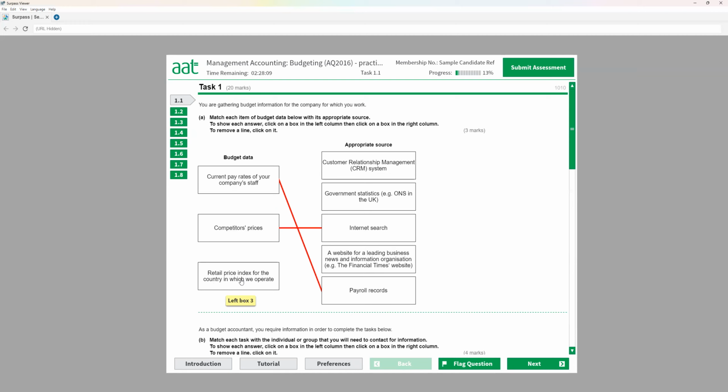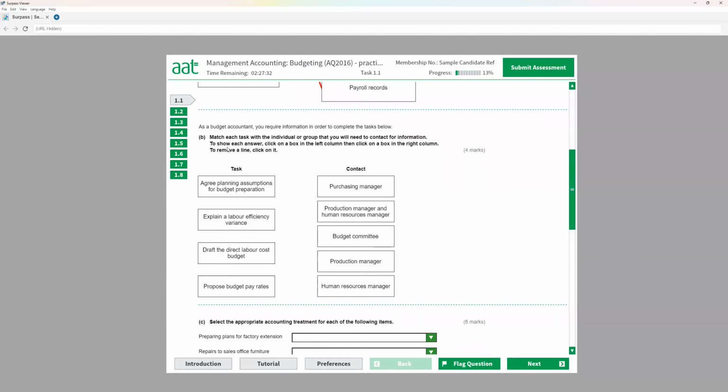Retail price index for the country in which we operate. Every country has statistics, which are produced by government organizations. In the UK, we call it ONS, that is the Office for National Statistics. So if you need any data relevant to RPI, that is the Retail Price Index, you can get it from there. So you call it government statistics, for example ONS, the Office for National Statistics in the UK.